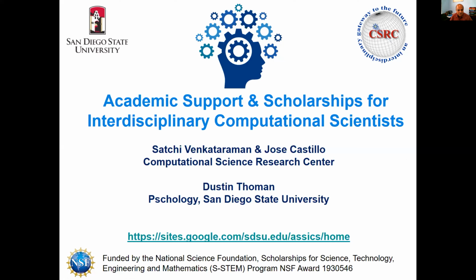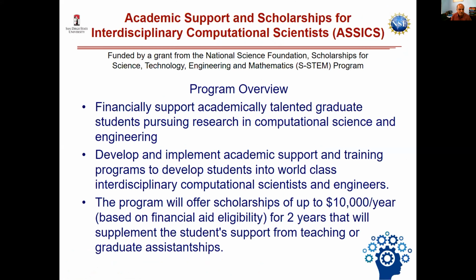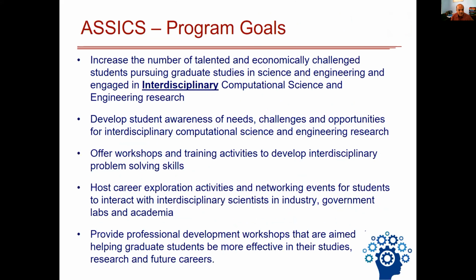The project directors on this are myself, Professor Castillo, and Professor Dustin Thoman in the Department of Psychology. So the overall goal is that we want to support graduate students. This program offers scholarships of $10,000 a year for 2 years to supplement what students get from teaching and graduate assistantships. But the goal of that is to attract students into projects and work with faculty to become interdisciplinary computational scientists and engineers. So the interdisciplinary component is the key to do that, right?